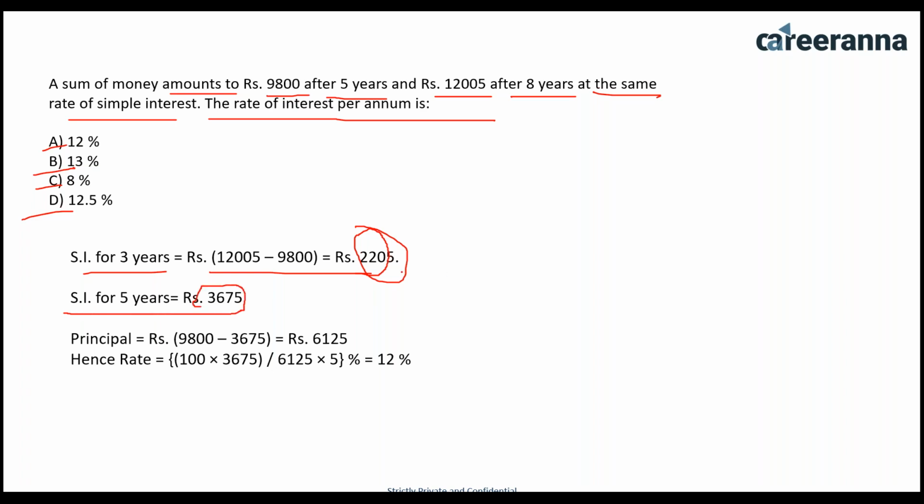Or you can directly divide it by 3 and you will be able to get 735, I guess, if I'm not wrong. Right. 2100 and 105. Yeah, it is 735. So principal would be this amount minus interest, which is 6125. Easy. So rate would be, I told you a formula, which is PRT by 100.